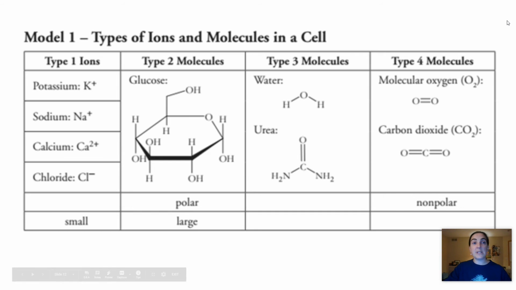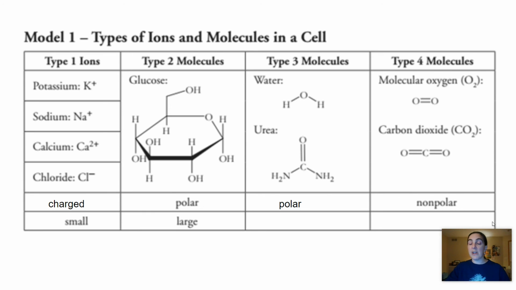So the first column, the type 1, are ions. So those are actually charged particles. We don't just call them polar, they're actually charged. Glucose is an example of a polar molecule. It has lots of hydroxide groups there, lots of oxygens in there that cause it to be polar. The type 3 molecules include water, which you hopefully remembered is a polar molecule as well.